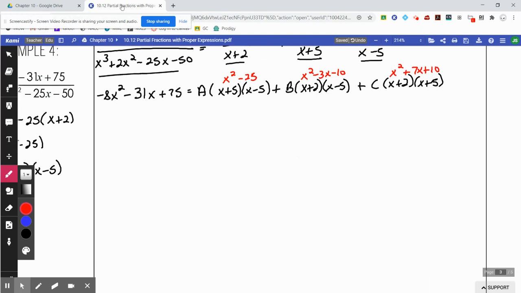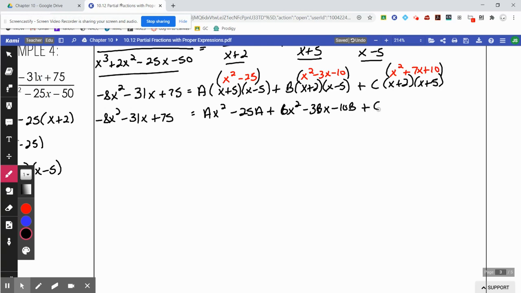So now let's go ahead and distribute our a's, b's, and c's. This left side will stay the same. And here you're going to have a times both of these will be ax squared minus 25a. Distribute your b times all of this gives you plus bx squared minus 3bx minus 10b. And c times all of this gives you plus cx squared plus 7cx. And it doesn't matter which one you put first, plus 10c.